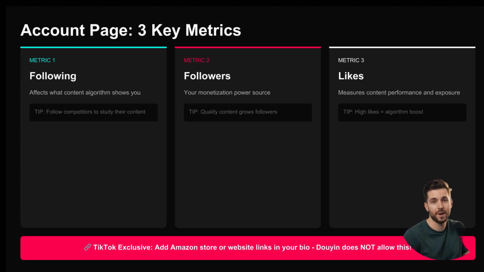Your account page has 3 key numbers you need to watch. First, your following count. This affects what content the algorithm shows you. Second, your followers. This is your monetization power. And third, your likes.